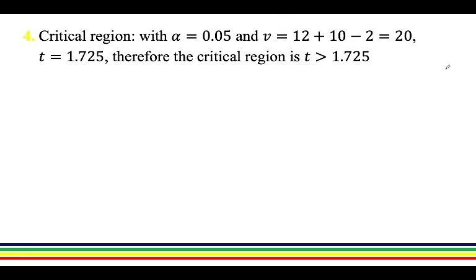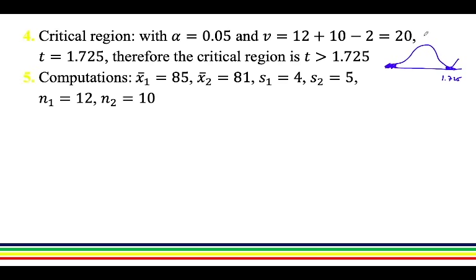So we need to identify the critical region, and since the alternative hypothesis says that mu1 minus mu2 is greater than 2, then our critical region is here, beyond 1.725. So actually, this left side here is not needed since this is just a one-tailed test. If the t value that we will be calculating falls within this shaded area, then we have to reject the H0.